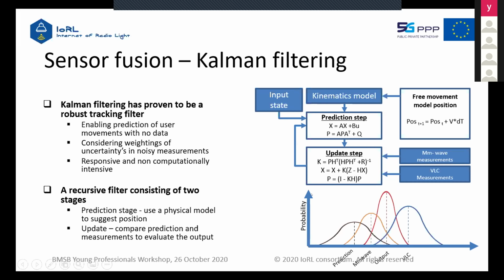So here you can see if we take one of the states that we input at the very beginning, initialization, we perform the prediction using a kinematics model that I'll go into in more detail, but we used a free movement model. This then goes to the update, where we include both our millimeter wave data and then our VLC data. And then this is looped over. So here you can see the distributions where you might have a prediction, your millimeter wave data set, your VLC data set, and then the weightings and considerations of these are put together to give the prediction state.